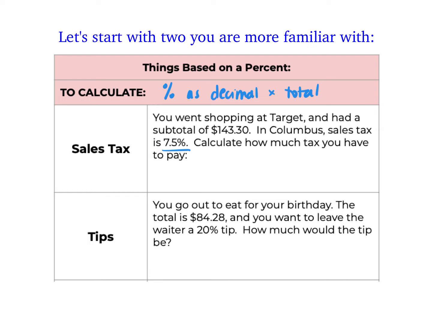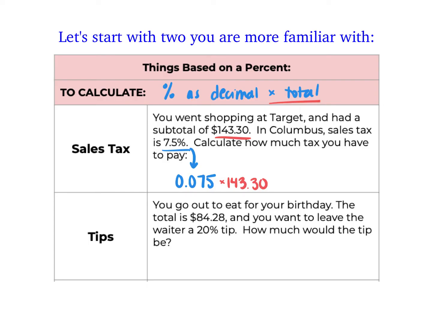So again, if we're following this process that we just wrote right up here, the very first thing we're going to do is change 7.5% into its decimal form. So again, you can either divide by 100 or move it 2 to the left. So that would become 0.075. That is that percentage as its decimal form. Then from there, we're going to multiply by the total. So I'm going to multiply that by the amount of items that I purchased, so that $143.30. So multiplying those two things together would give me how much tax would be added on to my total.